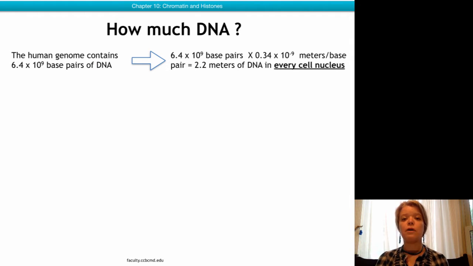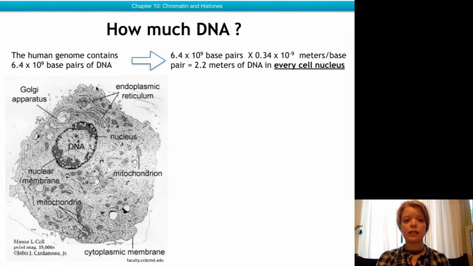So how much DNA? You have already seen this slide when we talked about DNA replication. The fact that each cell in our body has 2.2 meters, or about 3 yards, of DNA in every nucleus is amazing.